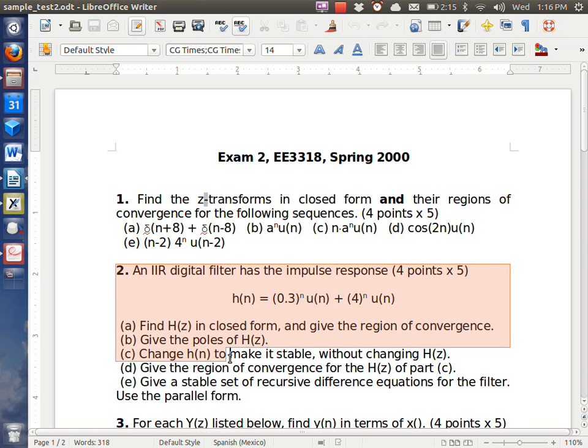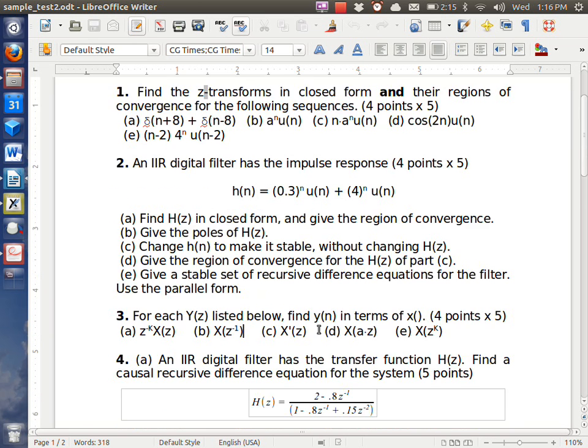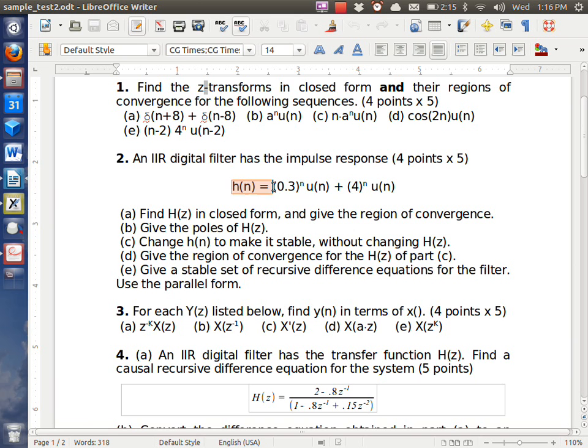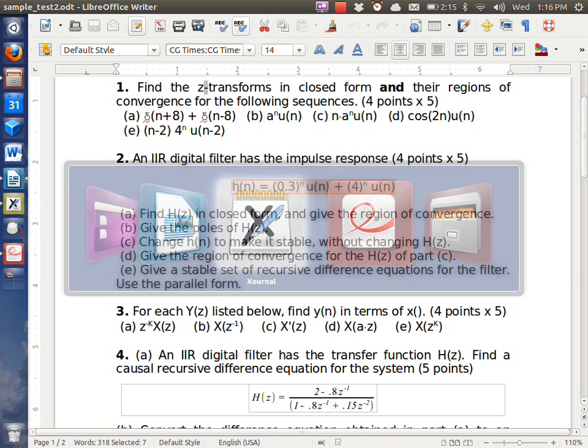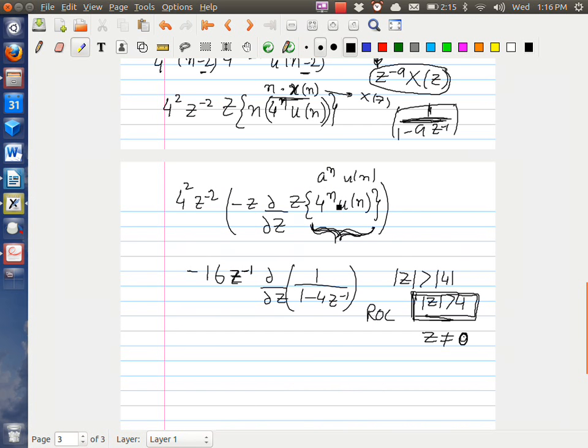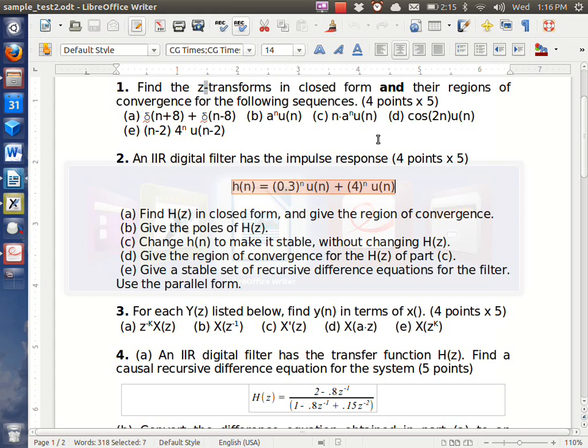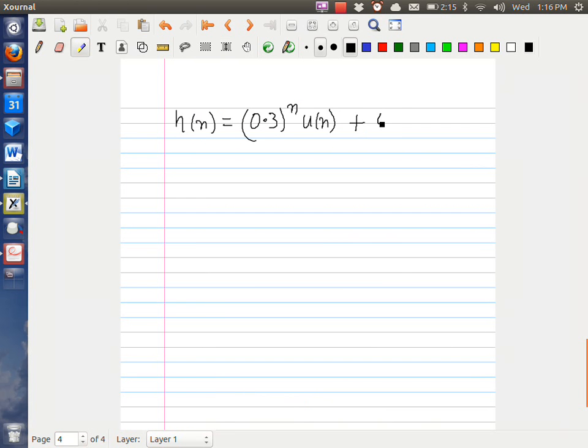Then this is on the homework, and I think we also worked this in the class. So we are given an impulse response. First, let me go to a fresh page. h of n is 0.3 to the n u of n plus 4 to the n u of n.